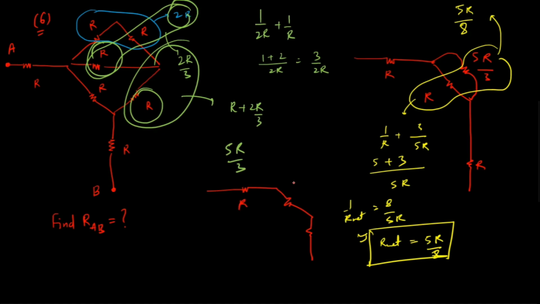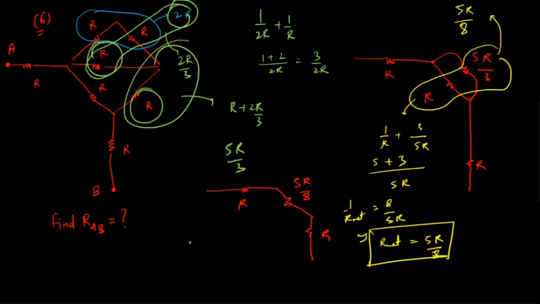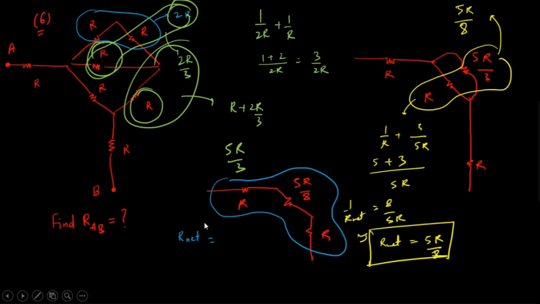This is R, this is 5R by 8, this is again R. Now which combination is this? How can we find R net here? Assuming these three. Are you there? R net should be two are in parallel. No, two are in series, and plus 8 over 5R.